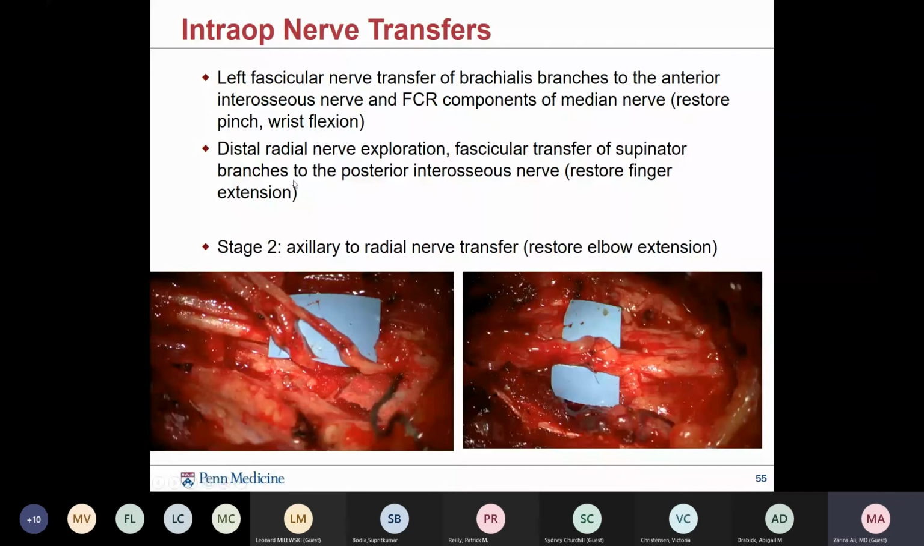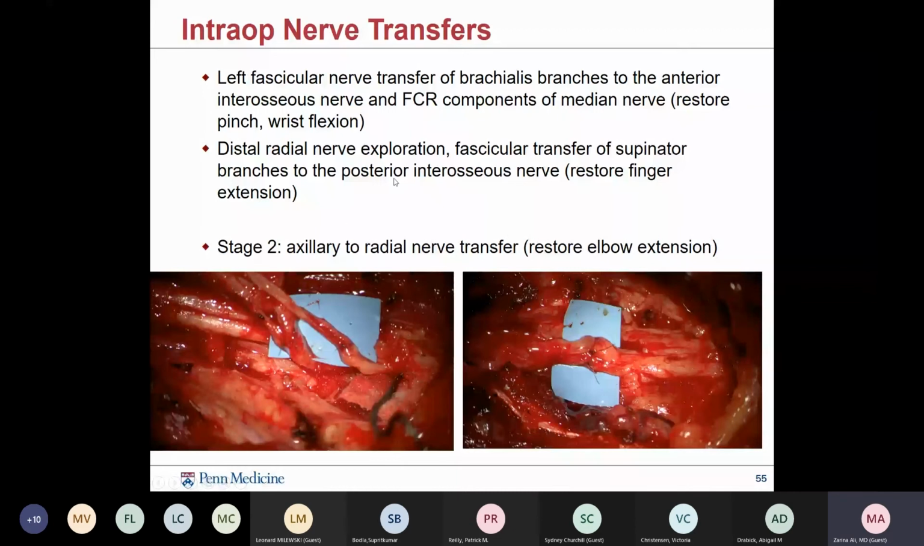And then we also, in order to give him back finger extension, which he had significant weakness in, we were able to utilize a supinator branch, which is often preserved in these C5 injuries, and coapt it to the posterior interosseous nerve. So again, we isolate out the supinator branches and make sure that we have redundancy of that, and then utilize those fascicles to reinnervate the PIN, which is important for finger extension.